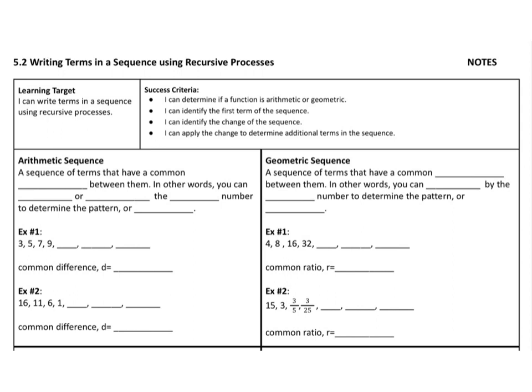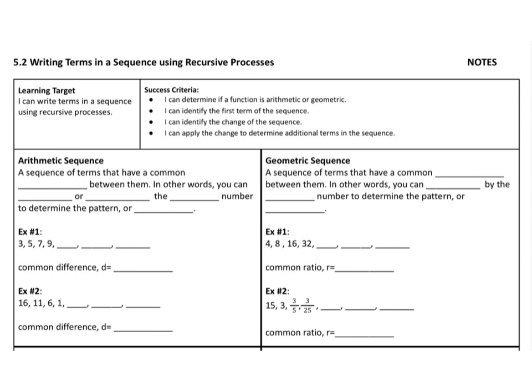So first of all, there are two types of sequences. There are arithmetic sequences and there are geometric sequences. And we're going to talk about both of those today. So the first step though is to identify, is it arithmetic or geometric? Notice that it says I can determine if a function is arithmetic or geometric. We're kind of talking about linear functions in a way, and then a different type of function. But we're just talking about it in a different way using a recursive process. And again, we're going to look at what that means. So that's the first step.